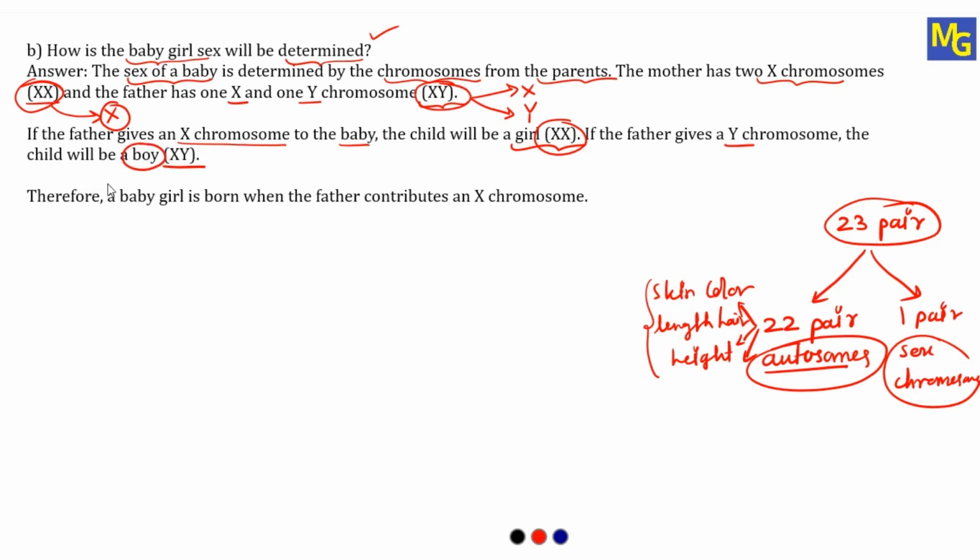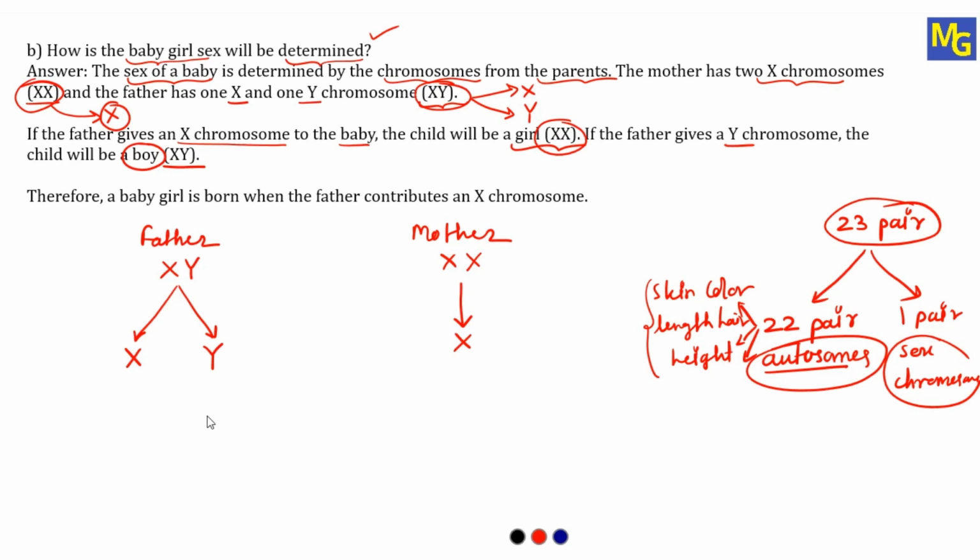So let me explain in detail. I'll write here father, and here mother. What are the sex chromosomes in father? X and Y. In mother, X and X. So all the eggs in the mother will have an X chromosome as the sex chromosome. In father, some sperms will have an X chromosome, some sperms will have a Y chromosome.